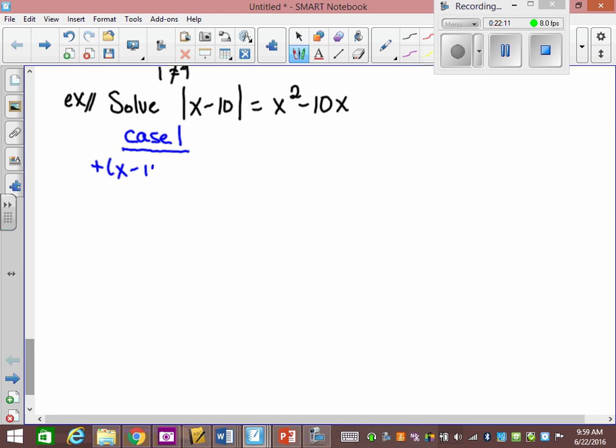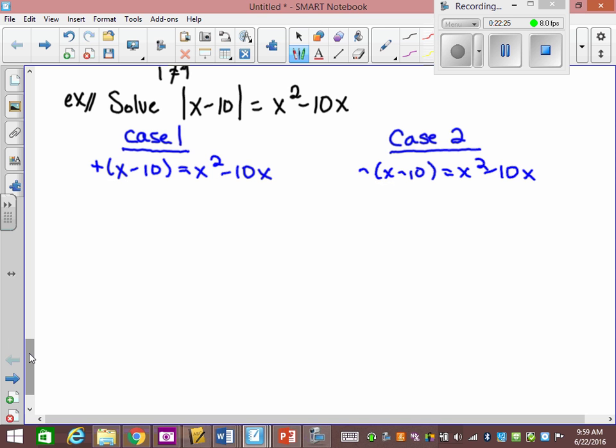Positive x minus 10 equals x squared minus 10x. Case 2: negative x minus 10 equals x squared minus 10x. So it's going to be x minus 10 equals x squared minus 10x minus x plus 10. Why am I moving them all over here? Whenever you have an x squared, you have to move everything to one side, set it equal to 0.